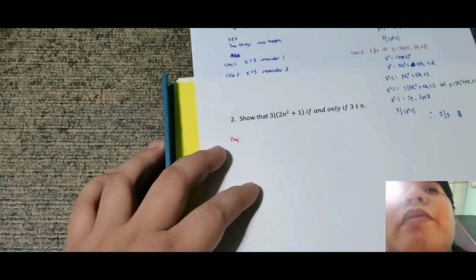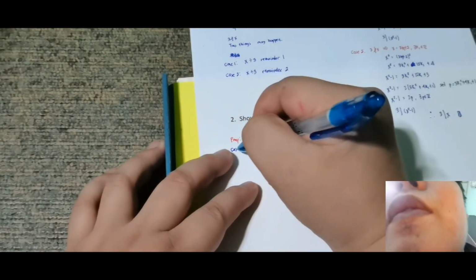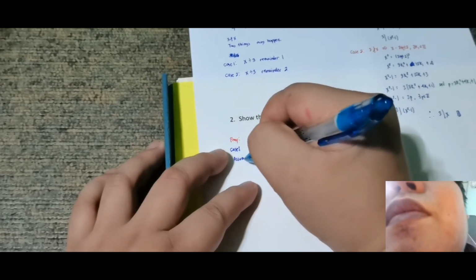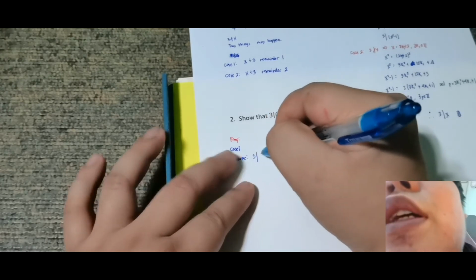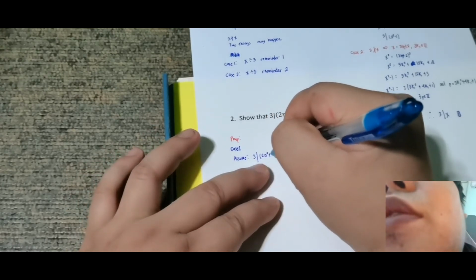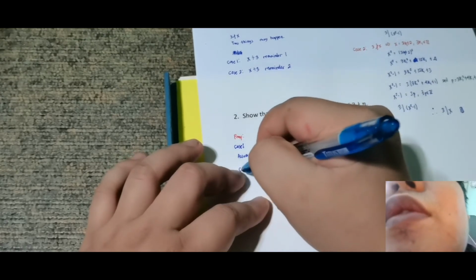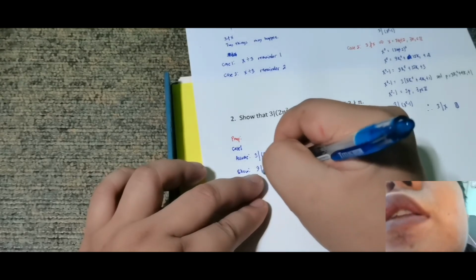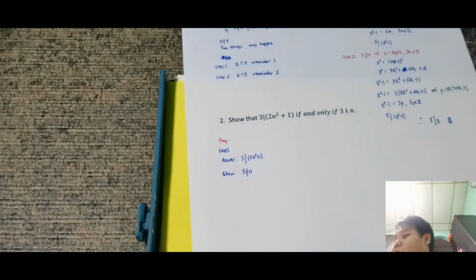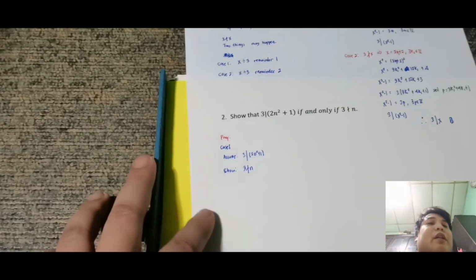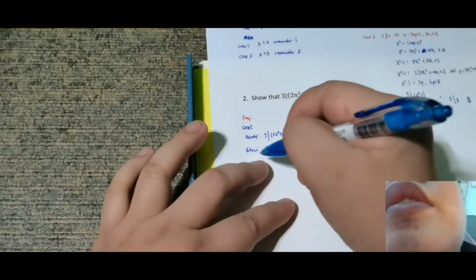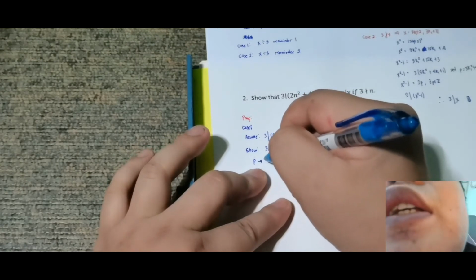Okay, so for case 1, here's the proof. Yung assume natin that 3 divides 2n squared plus 1. So ang show natin is 3 does not divide n. Okay, so paano natin atakihin to? So note that this is P implies Q. So what if i-prove ko siya by RIP? So proof by RIP. So kung naalala nyo, ito ay naka-pattern na P implies Q.